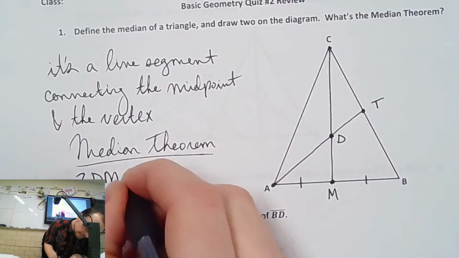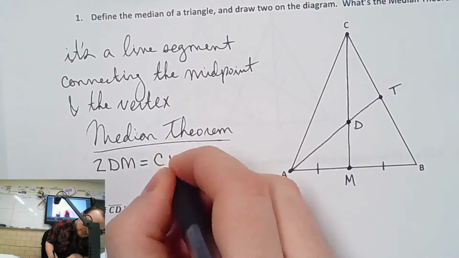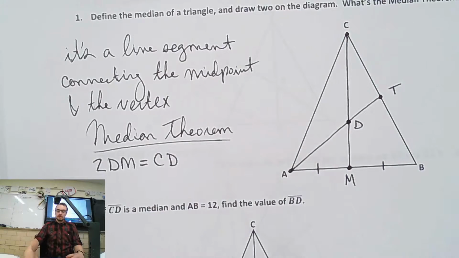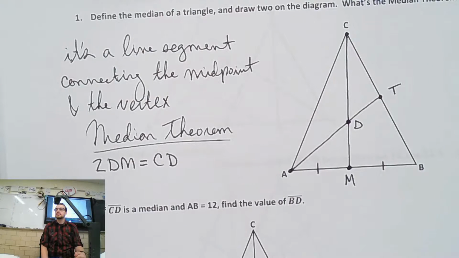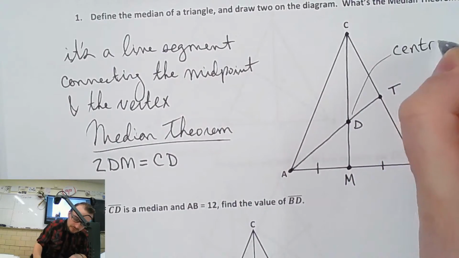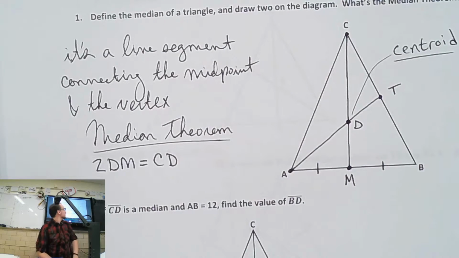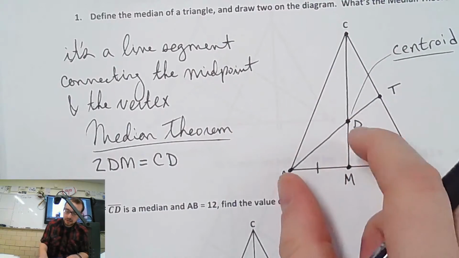Can you move it over? Oh, yes I can, I'm sorry. 2 times DM will equal CD. If we double this, we get this guy, right? We've been talking about that. So what is the point that's labeled D? What is that called? D is the centroid. Let's write that down. Centroid. So if you double this, you get that, right? It's also true that if you were to double DT, you get AD.